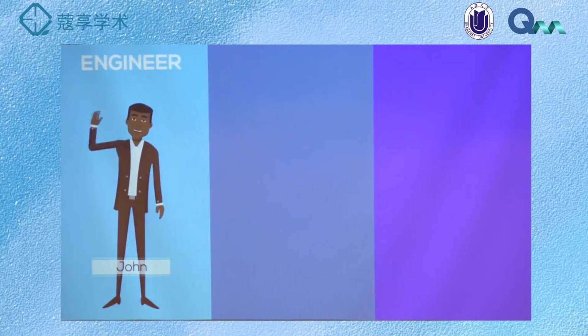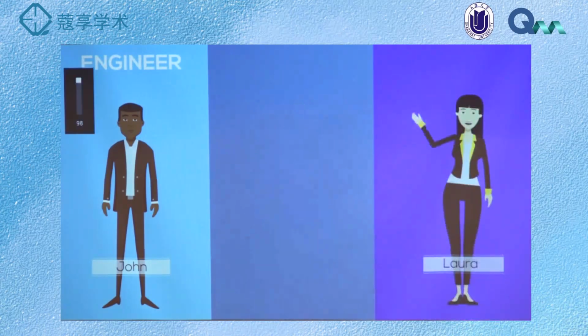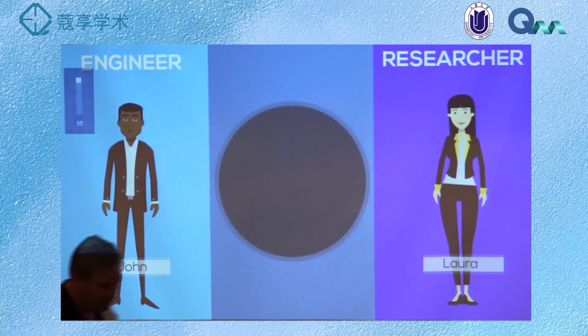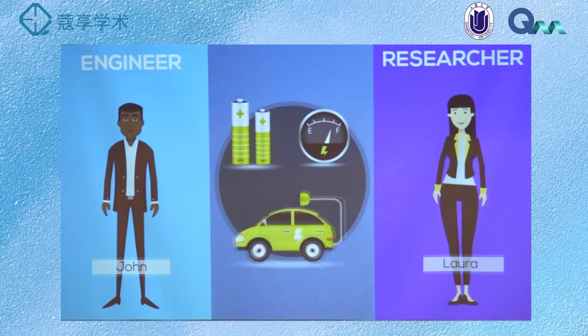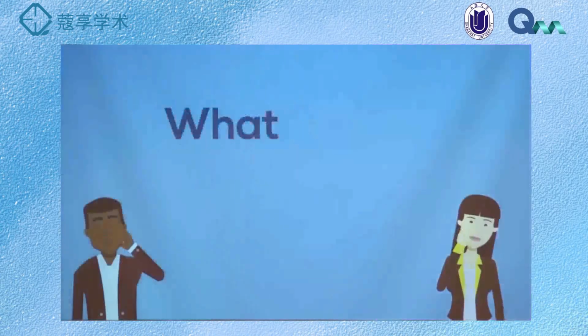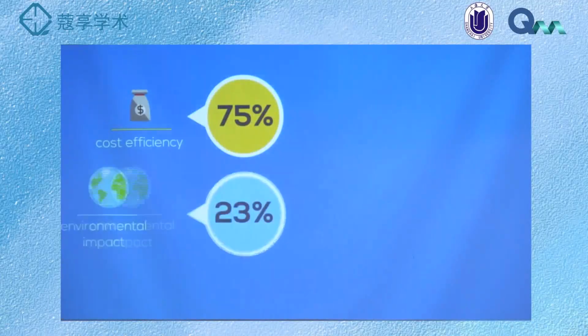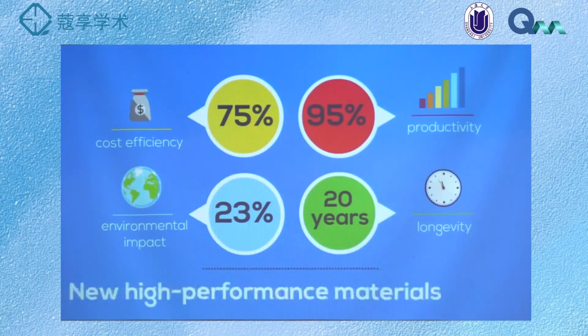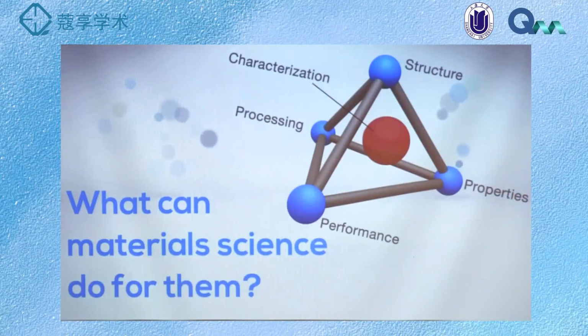This is John, an engineer in the sustainable energy field who wants to build the best solar cells ever. And this is Laura, a chemistry researcher who wants to design the most efficient batteries for the next generation of electric cars. So what do John and Laura have in common? Well, to achieve their objectives, they both need to use new high-performance materials. So what can material science do for that?